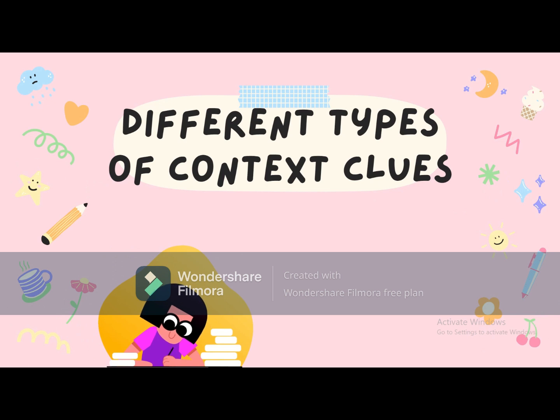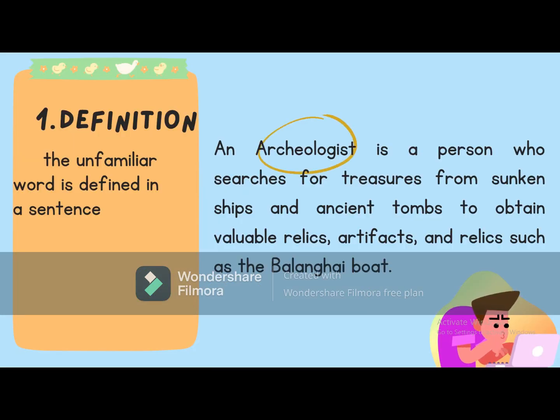Now we have different types of context clues. Let's have the first one. Number 1 is definition. So definition means the unfamiliar word is defined in a sentence. When we say defined, given meaning. So let's have this example. An archaeologist is a person who searches for treasures from sunken ships and ancient tombs to obtain valuable relics, artifacts, and relics such as the Balanghay boat.